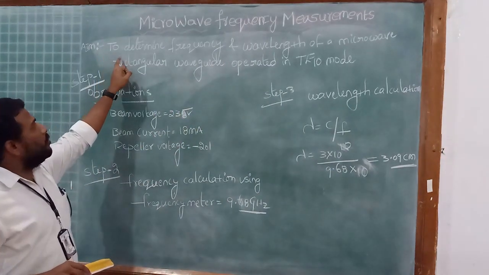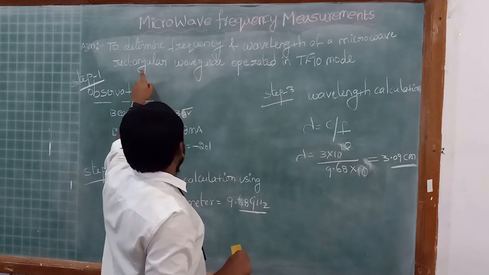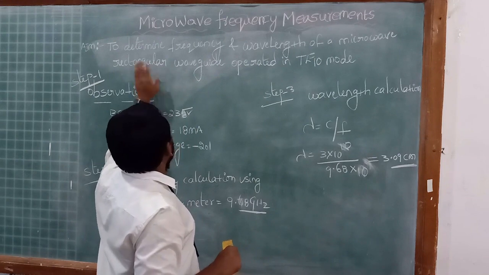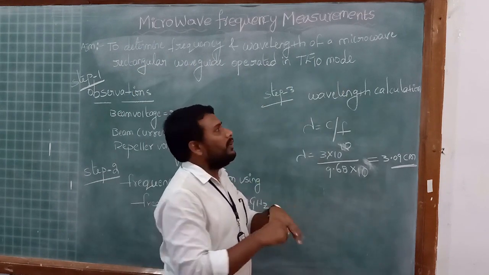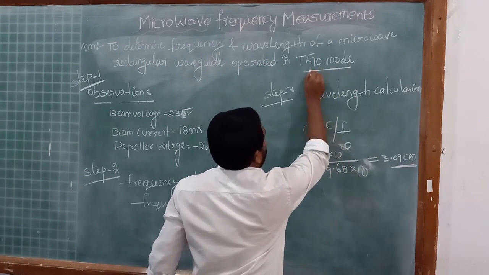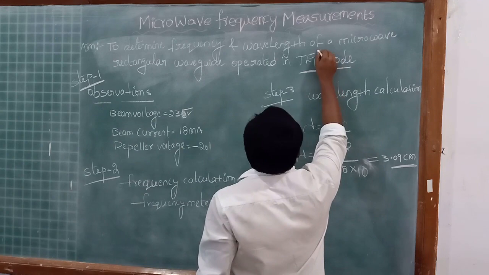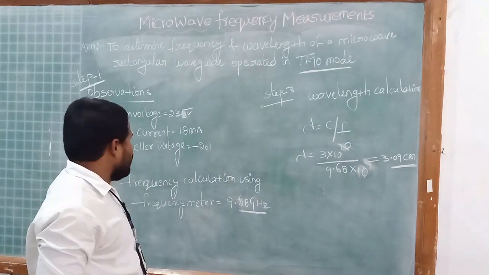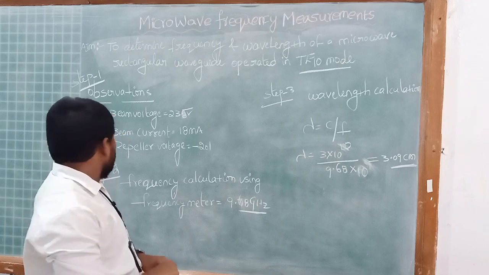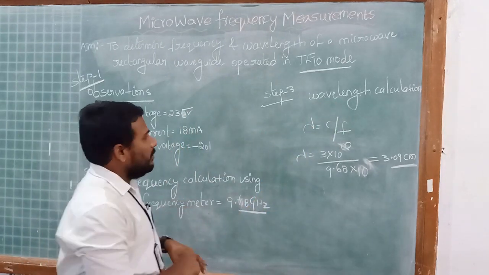The experiment is to determine the frequency and wavelength of the microwave signal, with a rectangular waveguide operated in TE10 mode. This is the fundamental mode. You know clearly about the fundamental mode and its operations from the regular class. Now you have to calculate the wavelength by using the frequency.